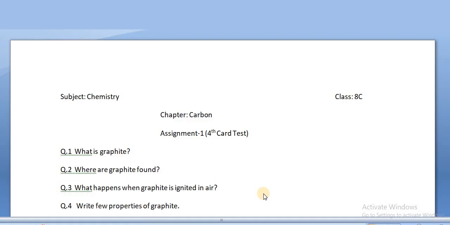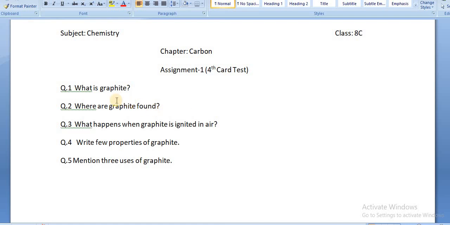Now today's assignment is the first assignment for your 4th card test. Question number 1, what is graphite? Question number 2, where is graphite found? Question number 3, what happens when graphite is ignited in air? Question number 4, write a few properties of graphite. And the last question is, mention 3 uses of graphite. So complete your assignment and send it to my mail.